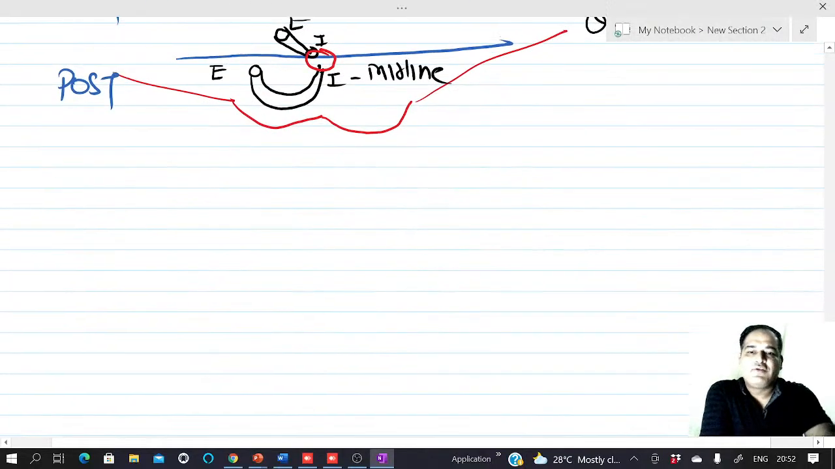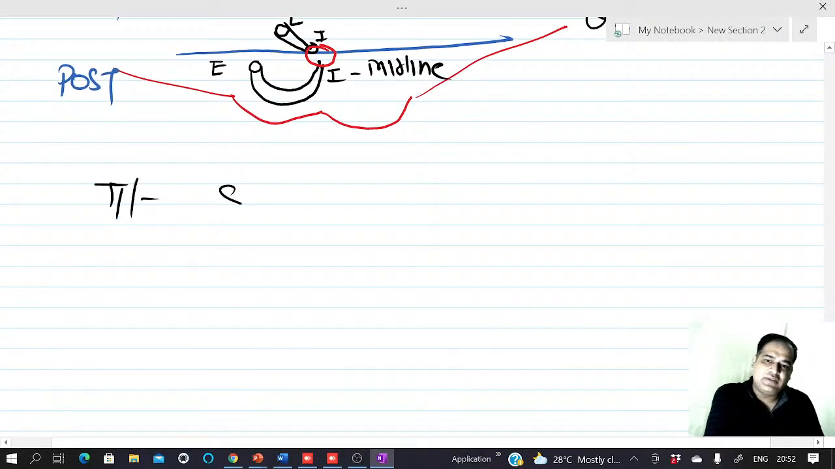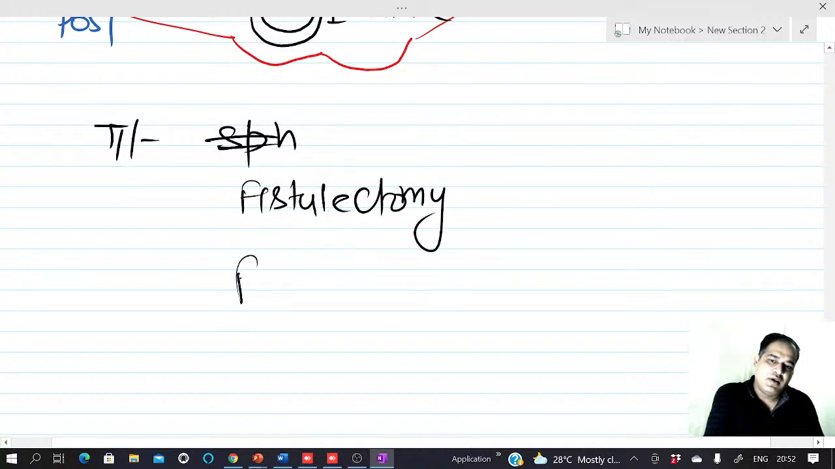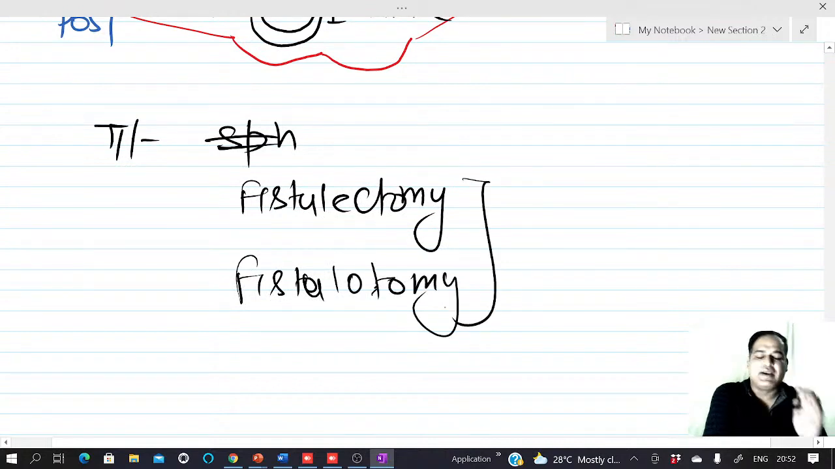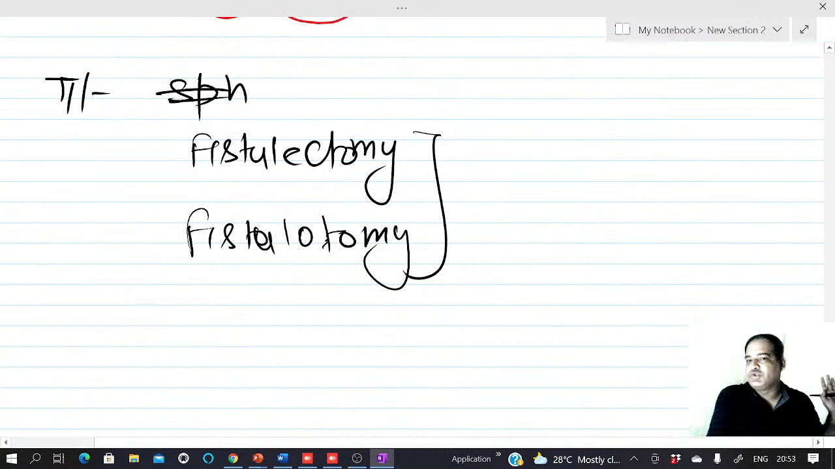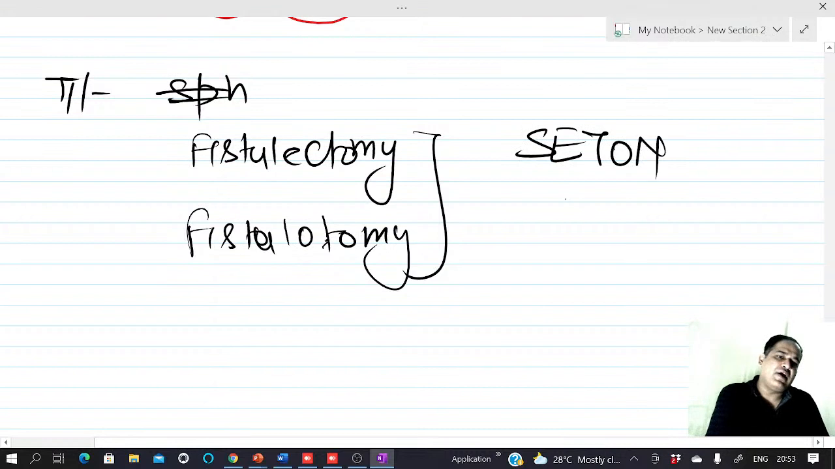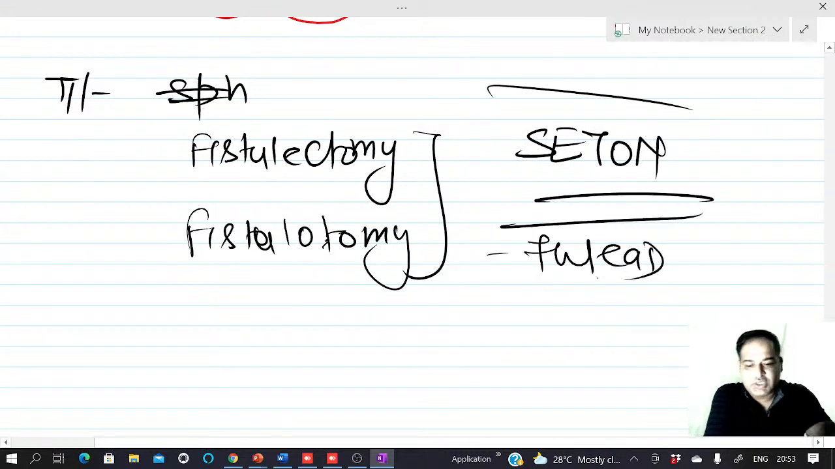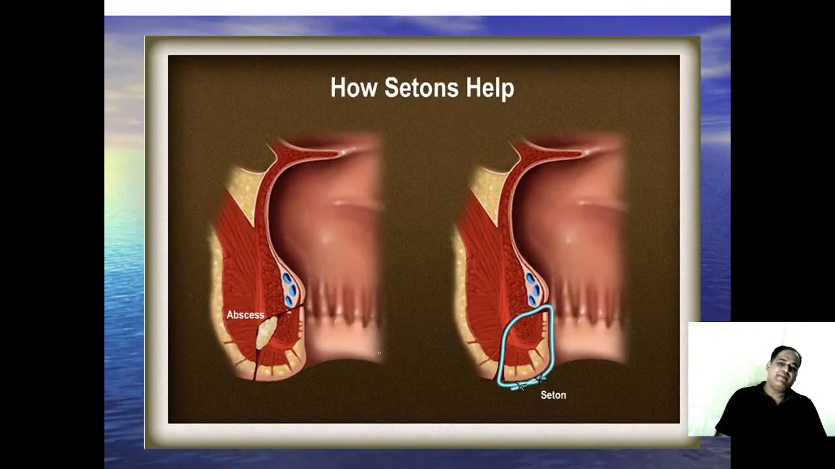Fine. So treatment is either we can cut this fistulous tract, that is fistulectomy, or we can just open it up, that is fistulotomy. We can just open it up. Fine, we don't just remove the fistula, we just open it up. Or for the high fistula, we can use a seton.